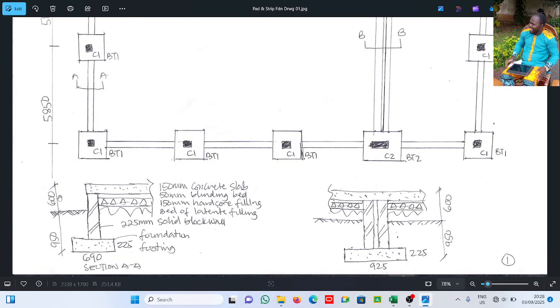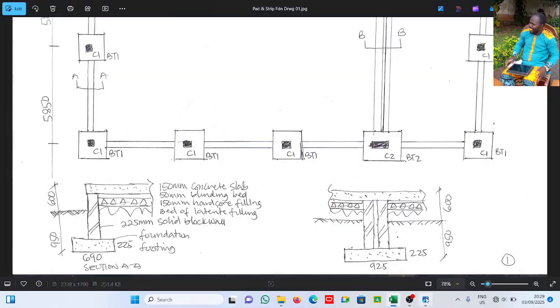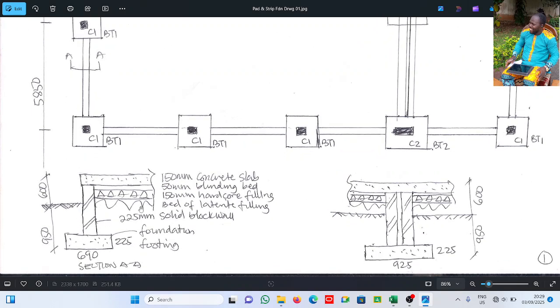If you add topsoil, that gives us 750. So with less slab, then less blinding, and then less hardcore. This is basically what we have here. Your filling is above the ground. The filling is above the ground. That's what we have here. That's what we're seeing here.